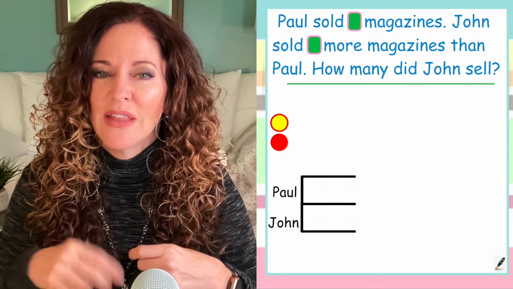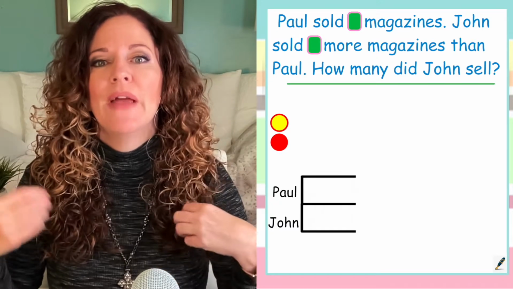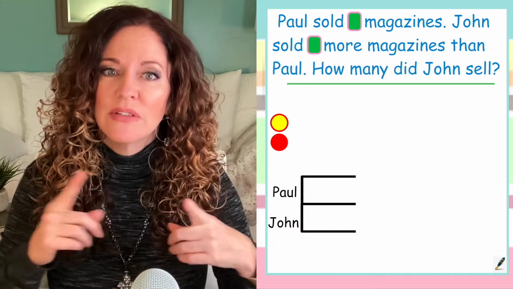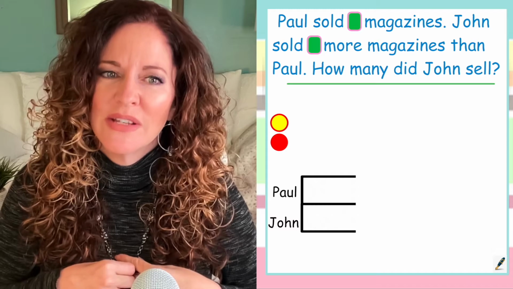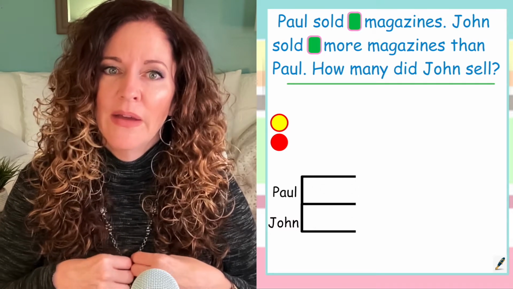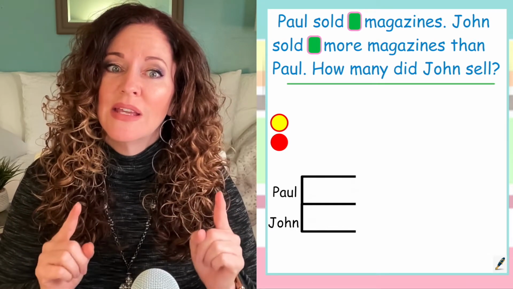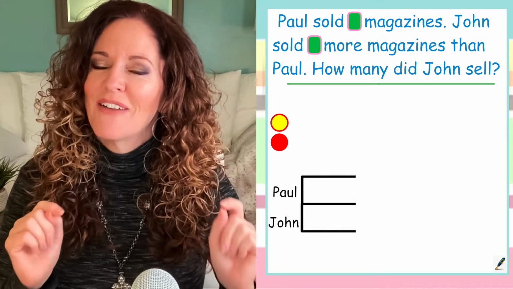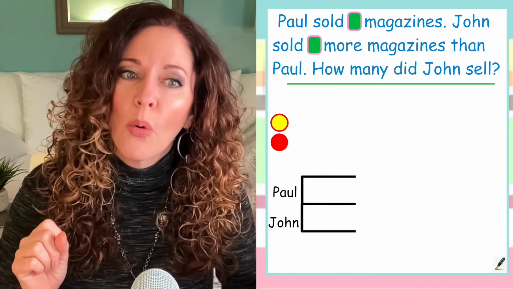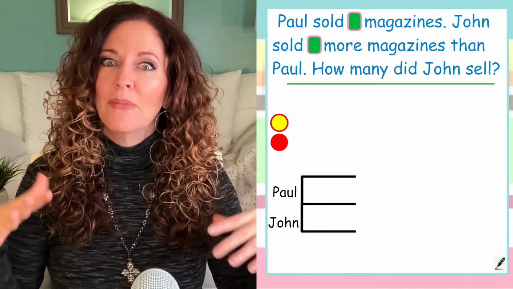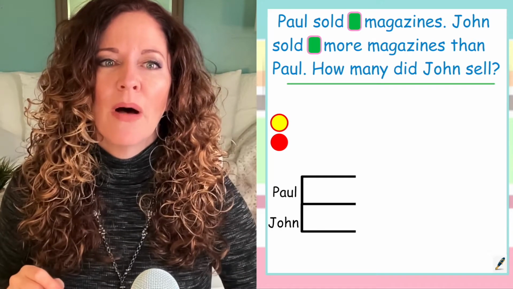Remember we talked about if I said that I do more than someone or I have more than someone else, I am comparing what I have to what they have. So this is not a part-whole problem. It is a comparing problem. And then our big question is, how many did John sell? Notice that when I read this problem without the numbers, it really helps me to see who's going to have the bigger box and who's going to have the smaller box. Paul sold magazines. John sold more than Paul. So who's going to have the bigger, longer box? John will.